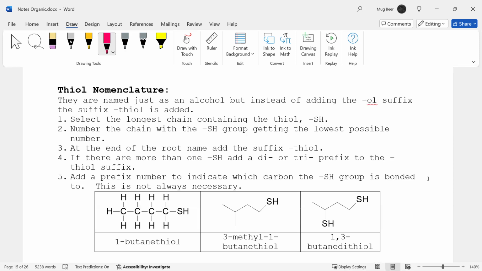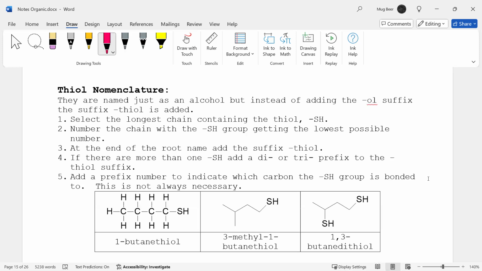So all we do is we basically name it like it's an alcohol, except we put thiol instead of -ol. So that bottom one down there was 1-butanethiol, although we do keep the E for some reason. So you just count up the number of carbons and say the thing's name, and at the end you tack on thiol. So 1-butanethiol.